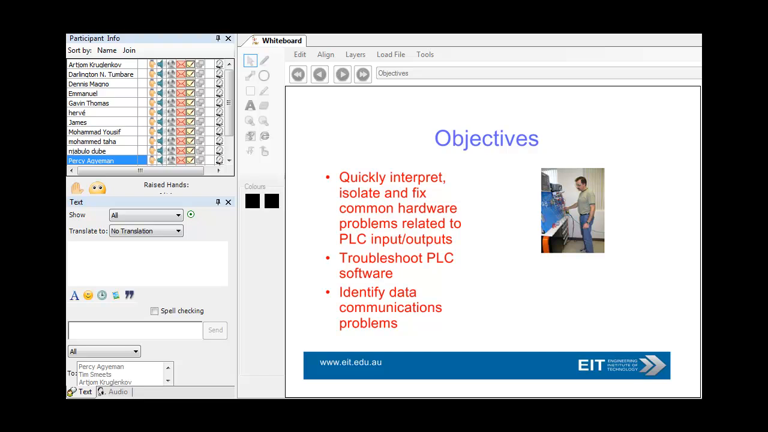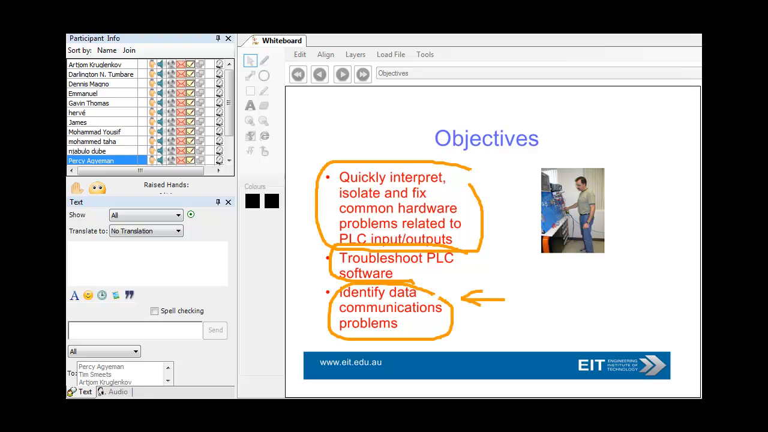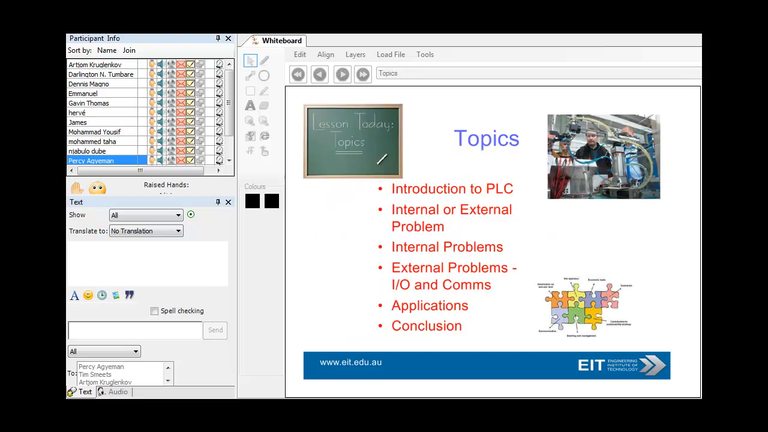What we want to try and do in this little section is just briefly look at some typical problems with PLCs, look at troubleshooting software, and then identify some of the actual issues related to PLCs, which of course is my favorite topic, which is good old industrial communications. So topics that we're going to cover very quickly: introduction to PLC, internal and external problems, internal problems in a bit of detail, external problems, applications, conclusion.